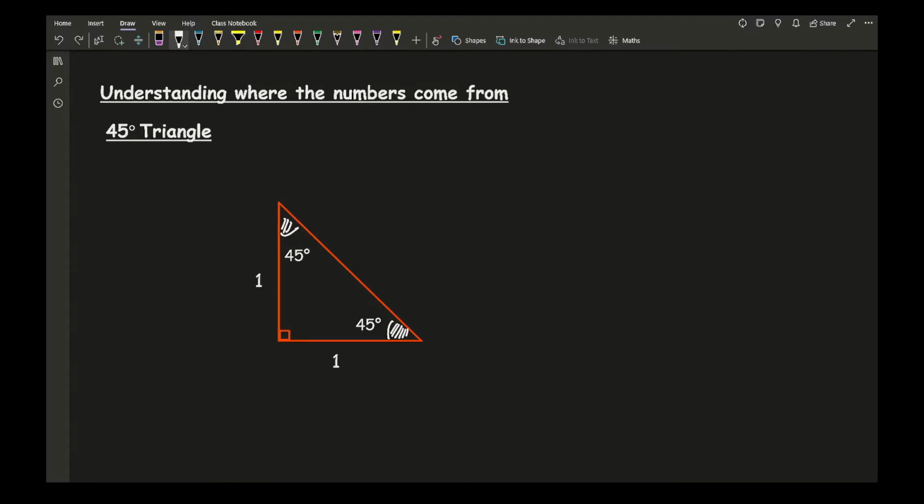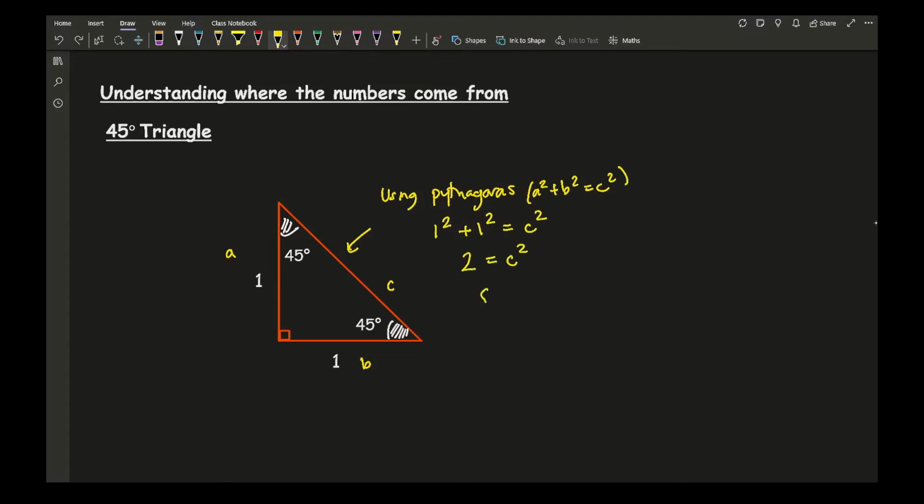Now, using Pythagoras, I know that if I call this A and B, and this is going to be side C because it's opposite the right angle, then A squared plus B squared equals C squared. So what I'm going to end up with is 1 squared plus 1 squared equals C squared. So 2 equals C squared, so C equals the square root of 2.